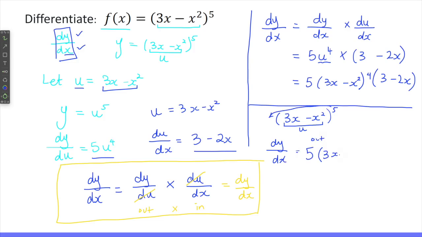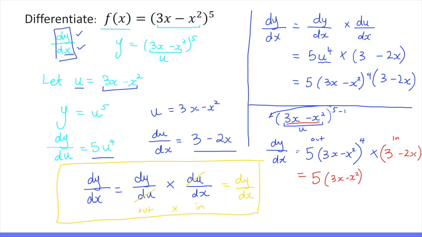This term stays as it is, don't touch it. Subtract 1 from the power, so that will be to the power of 4. And now what I'm going to do is multiply that by the derivative of the inside there. So that's times the derivative of the inside, which is just 3 minus 2x, and ensure you place that in brackets. Now I can go ahead and simplify all of that. That will be 5(3x minus x squared) to the power of 4 times (3 minus 2x).